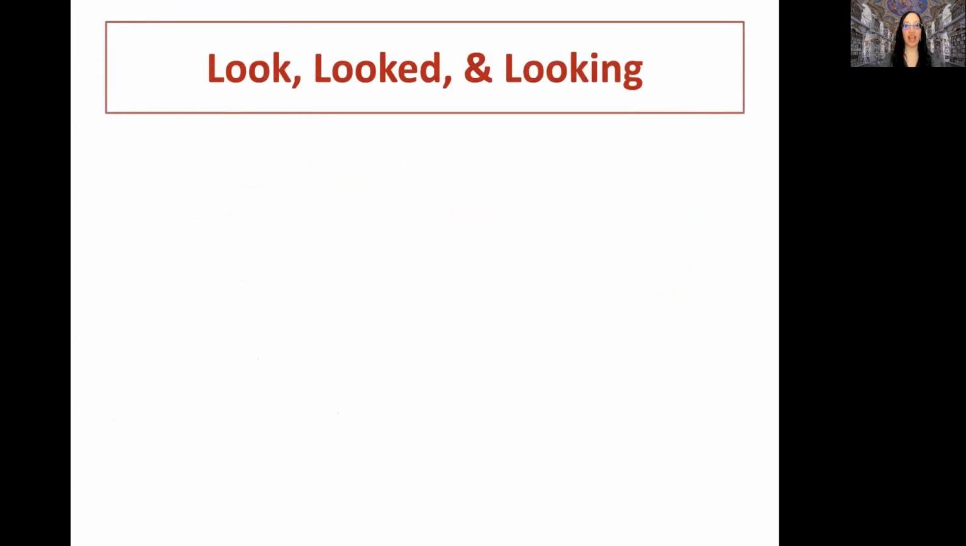Look, looked, and looking. So remember your infinitive, to look. What is the tense for look? It's present tense. What is the tense for looked? That's your past tense. And then you have looking. That is your continuous tense. Okay. This means to direct your eyes in order to see.